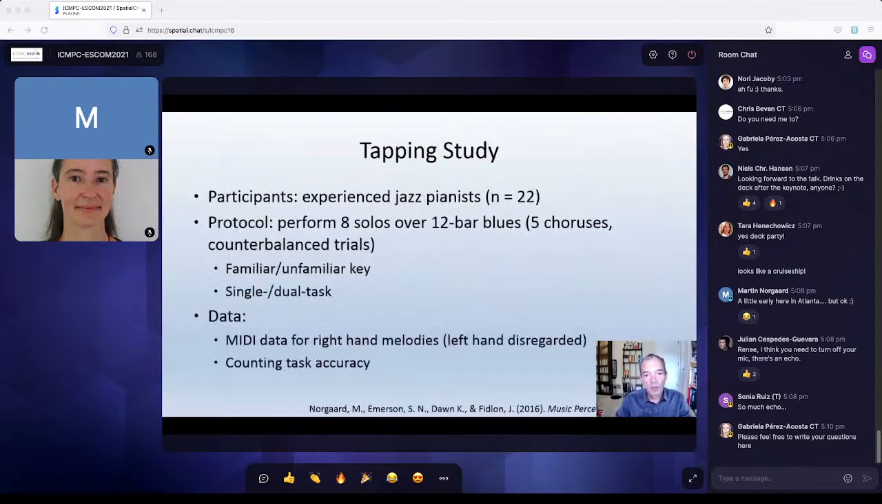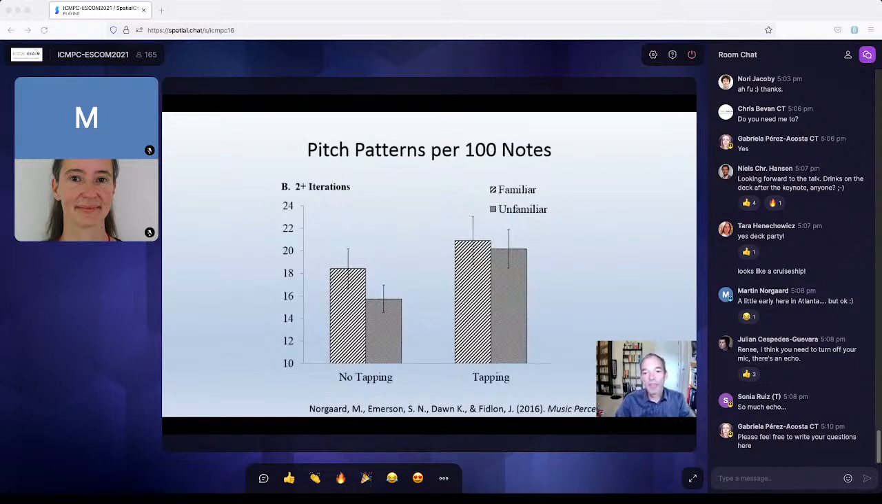So what we did was we had very experienced jazz pianists, and we tapped them as they were playing blues improvisations, and we compared that to conditions where we didn't tap them. And what I mean by tap is literally they had to count taps. The secondary task was they had to count taps on their shoulders as they improvised, and then they had to tell us how many counts there were on one of the shoulders, ignoring the other one. We looked at the improvisations they did while being tapped and compared them to conditions where they weren't being tapped. We also modulated the key to familiar and unfamiliar keys. And indeed, we found that when they were being tapped, they used more patterns, which seems, again, to support this idea that pattern use is related to automaticity.